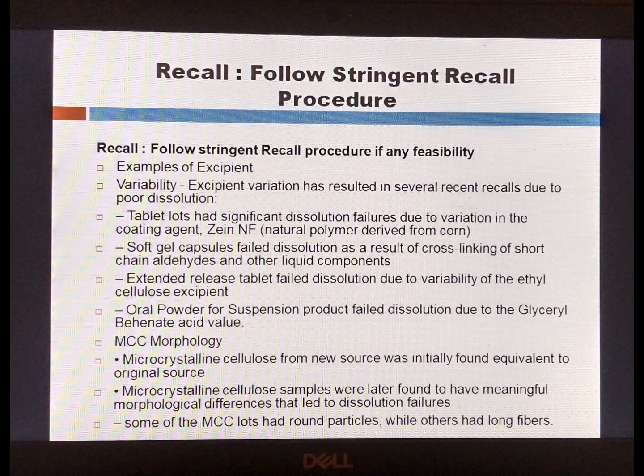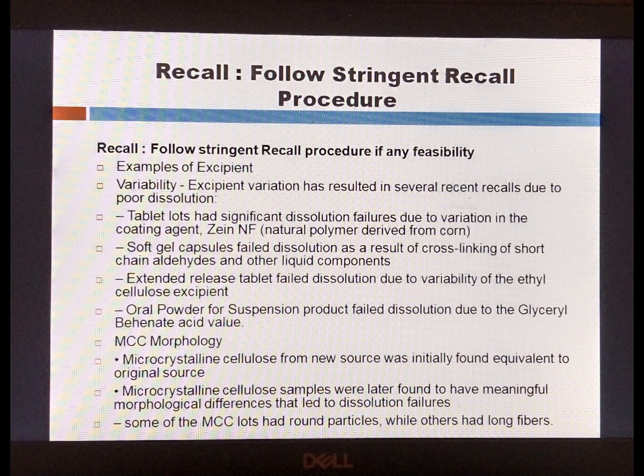Example of excipient variability. Excipient variation has resulted in several recent recalls due to poor dissolution. Tablet lots had significant dissolution failure due to variation in the coating agent. A soft gel capsule failed dissolution as a result of cross-linking of short-chain aldehyde and other liquid components. An extended release tablet failed dissolution due to variability of ethyl cellulose excipient. An oral powder for suspension product failed dissolution due to glyceryl vanillin acid value.